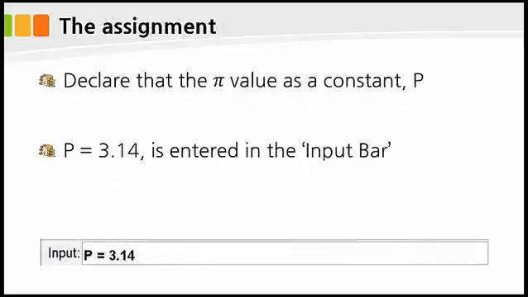Let's go back to the example and create the circle step by step. First, let's declare the pi value as a constant, in the name of p. Once the pi value, 3.14, is entered in the input bar as shown below, it is declared as a constant without showing on the screen, to use in a calculation later.